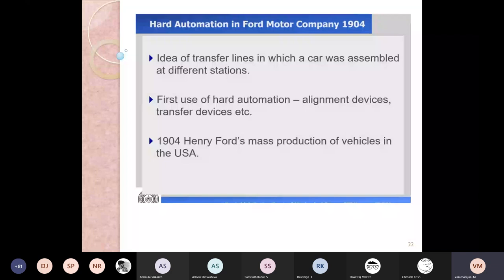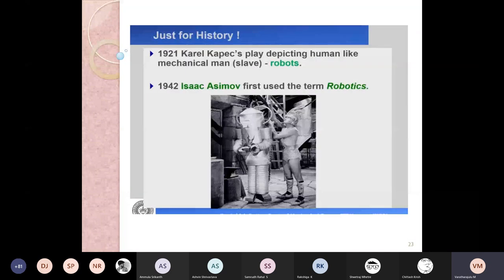This is what the picture depicting a play role. A man, that is a slave, acts as a robot. And during 1921, and in 1942, Isaac Asimov introduced the term called robotics in his science fiction story. And that was the origin of the terminology or vocabulary titled robotics during 1942.